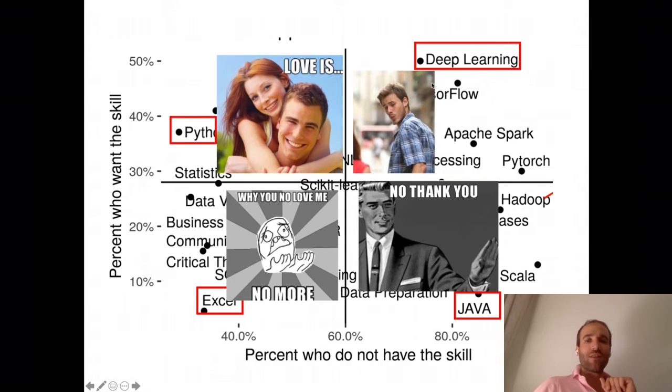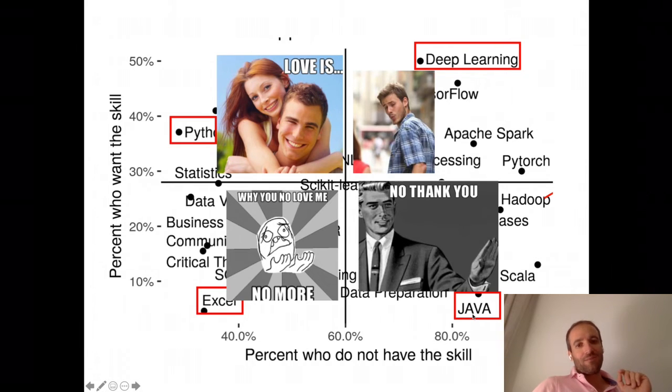So we can solve this by choosing one representative for each cluster. So for example, for this cluster, I choose deep learning, and I use a meme to indicate the description of the cluster. So in this case, it's like really hot skills.